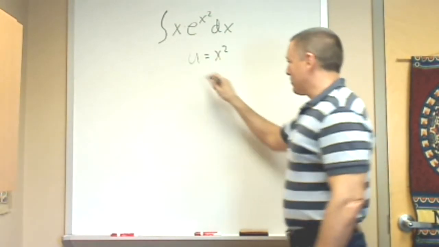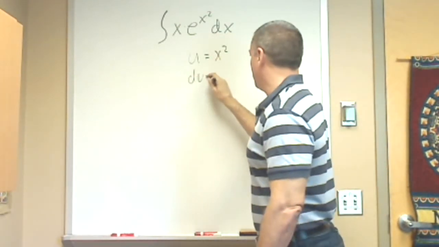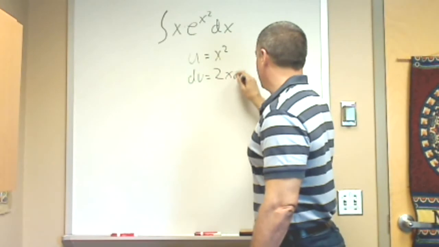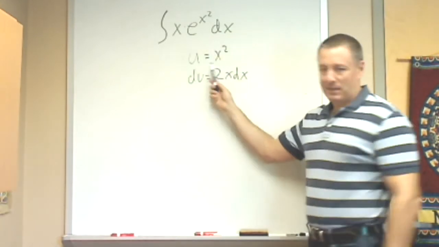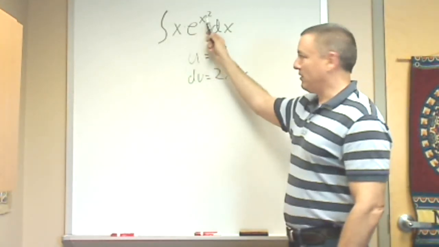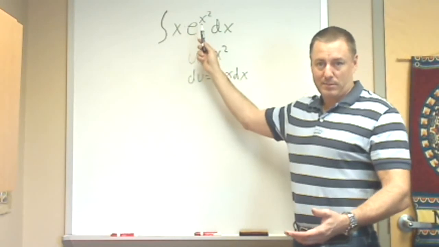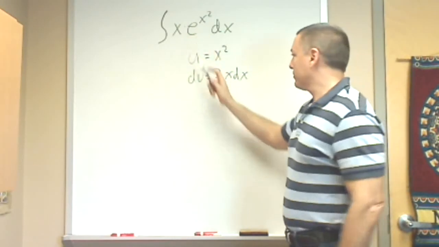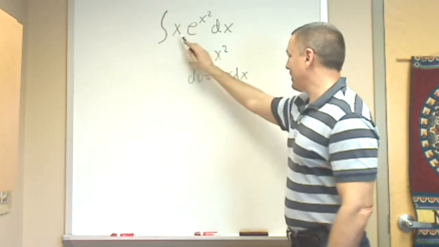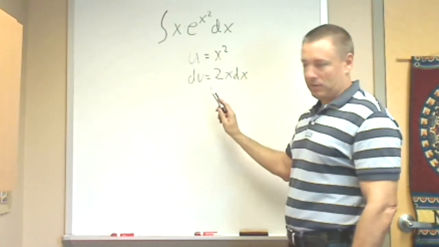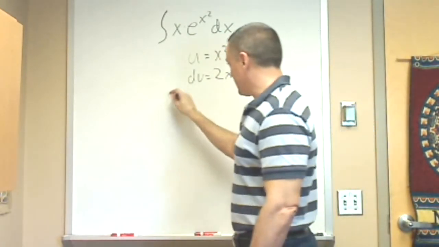So u equals x squared, du equals 2x dx. I'm liking u equals x squared, because then I have e to the u. E to a simple variable, I'll be able to take the integral of. And in 2x dx, we've got x and I've got dx, but I don't have a 2. So let's see if we can fix this.